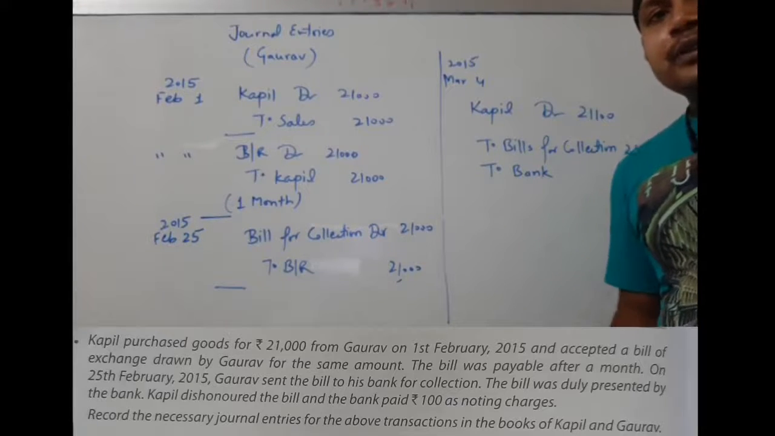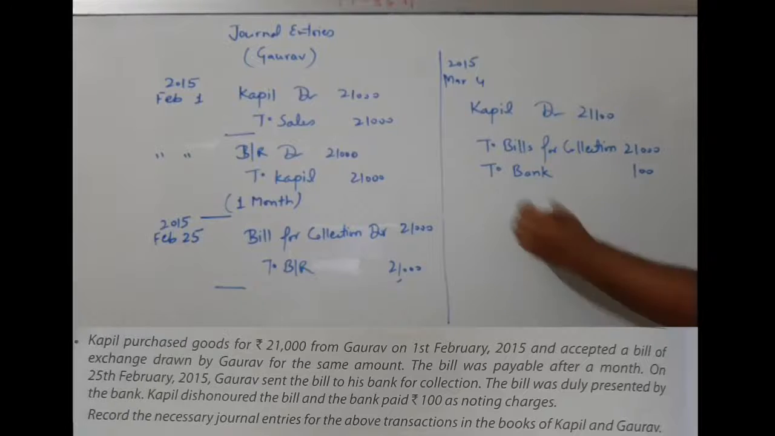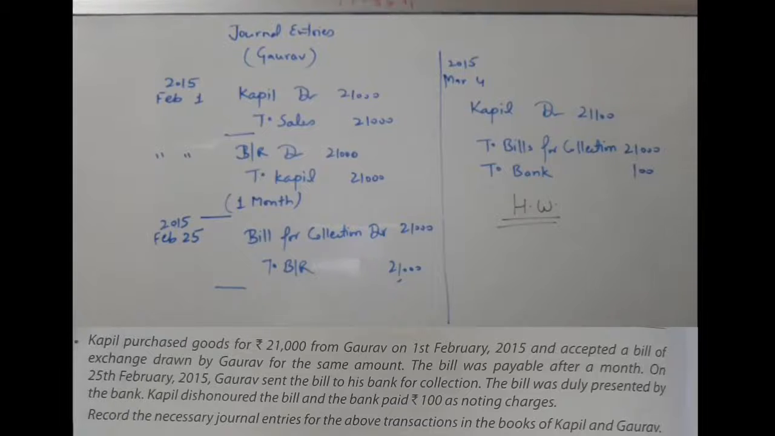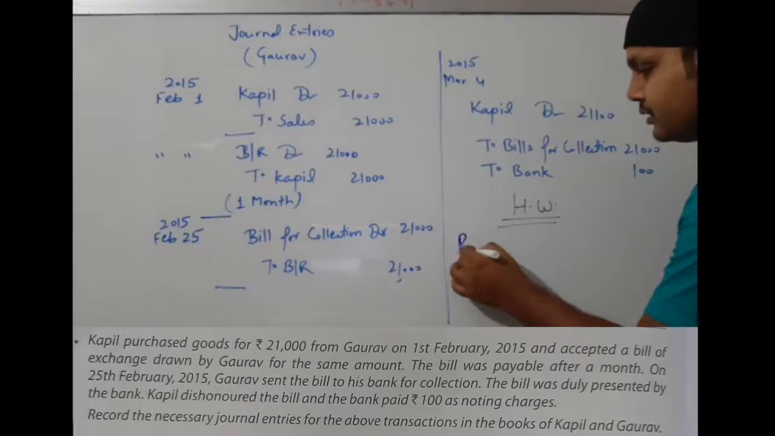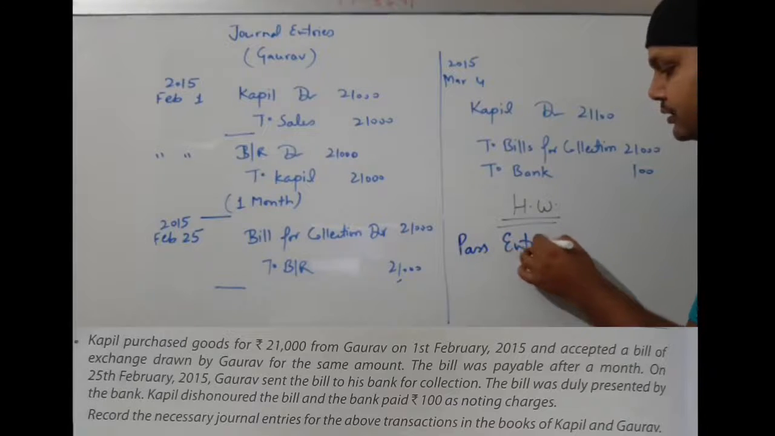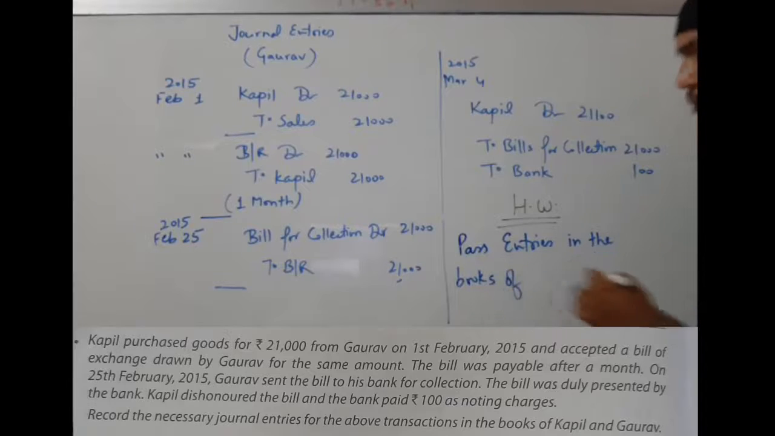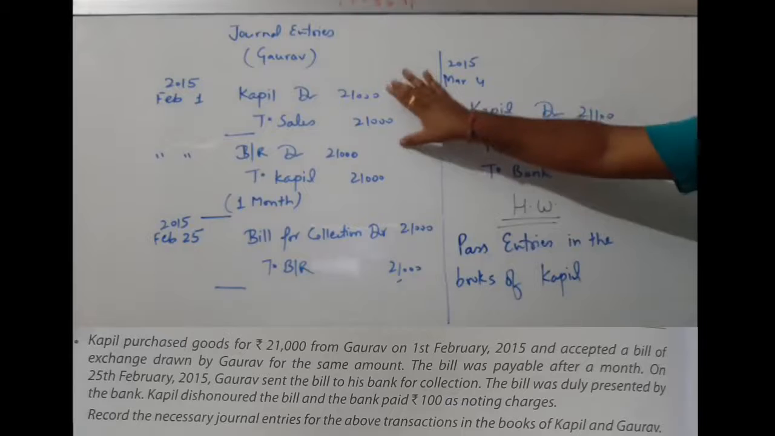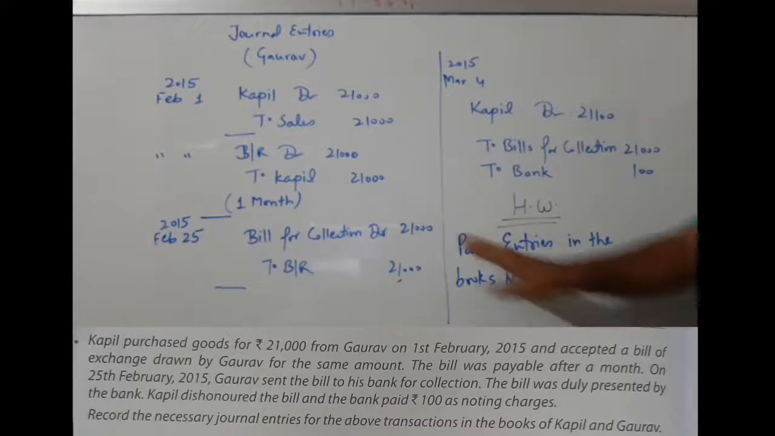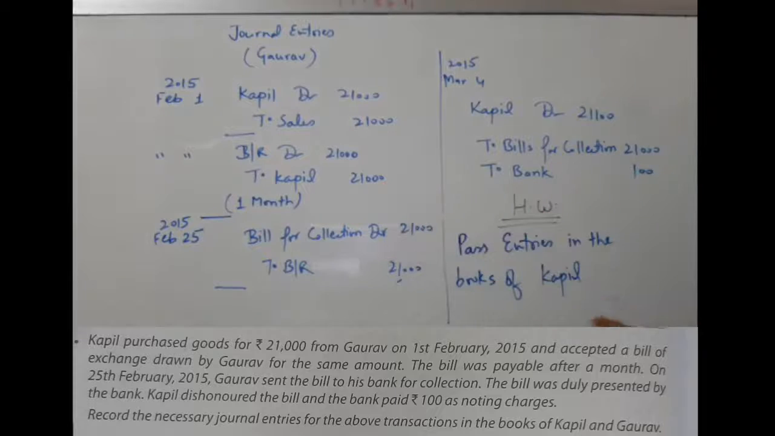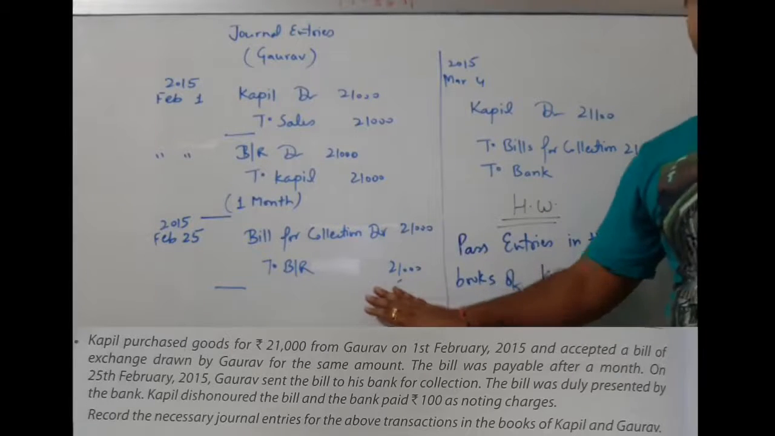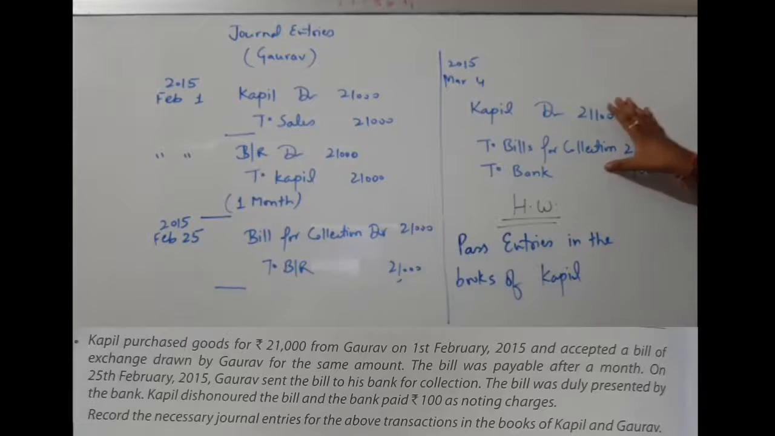So these are the journal entries which are passed in the books of Gaurav, and your homework is to pass the journal entries in the books of Kapil. So the today's homework of this video, that is pass journal entries in the books of Kapil. So I know very well इन कपिल में क्या क्या एंट्री पास होगी? इसने सेल किया तो कपिल ने क्या किया होगा? परचेस किया होगा. इसने बिल एक्सेप्ट किया होगा. इसने बिल कलेक्शन के लिए भेजा, इससे कोई लेना देना नहीं है. और ड्यू डेट पे बिल डिसऑनर हो गया, इसकी एंट्री होगी.